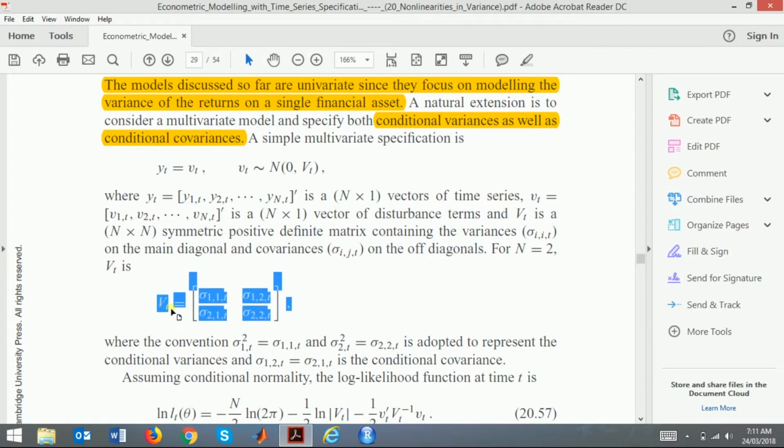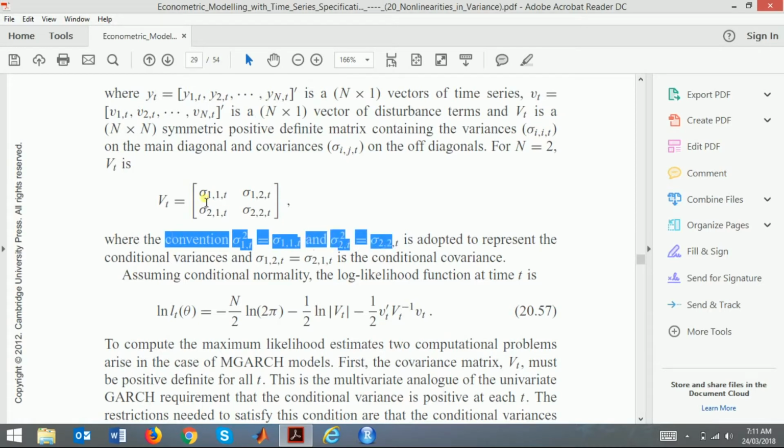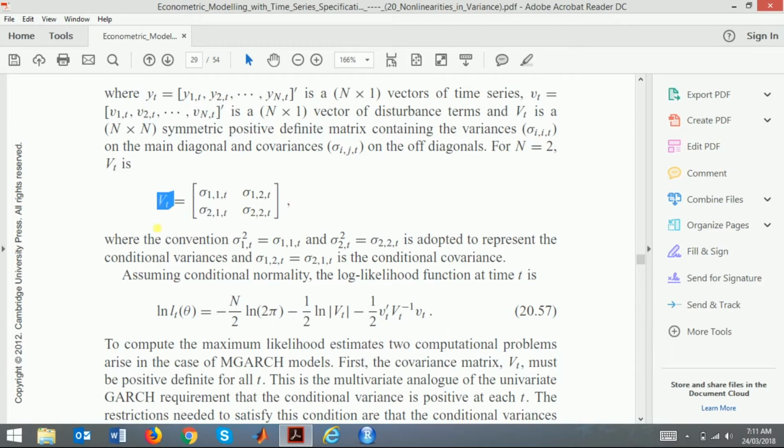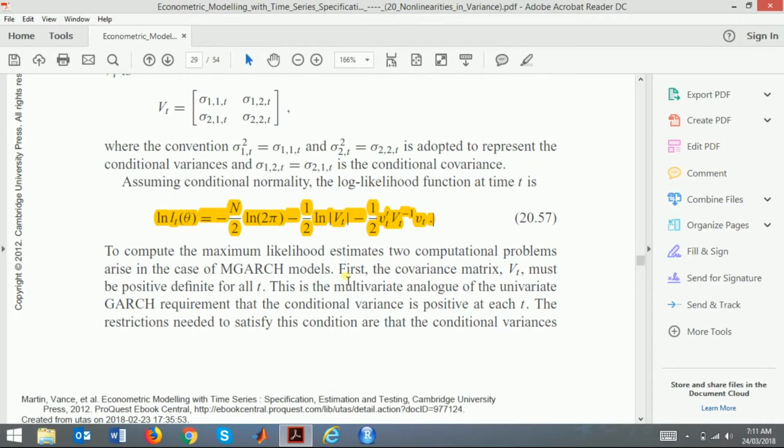We have talked about this. But the convention is that the diagonal is adopted to represent the conditional variances, and the off-diagonal the conditional covariances. So we need to find this. Assuming conditional normality, the log likelihood function at time t has always been this, nothing new. To compute the maximum, the last term, we remember that we have been doing that all the time.